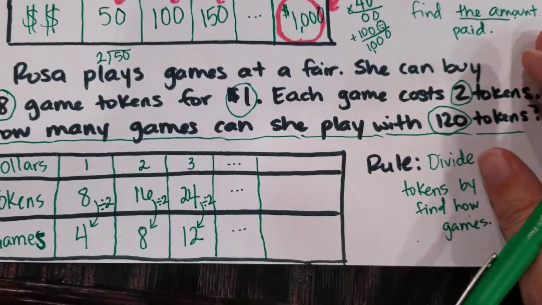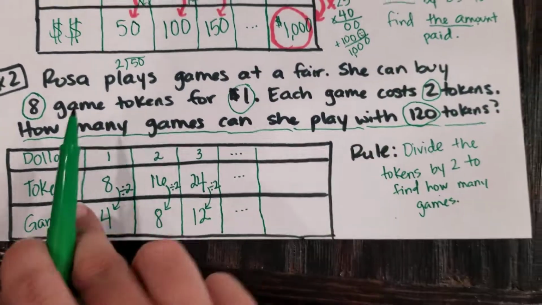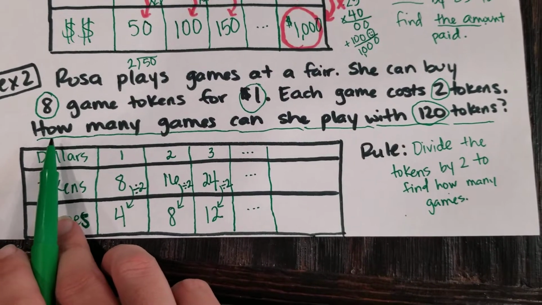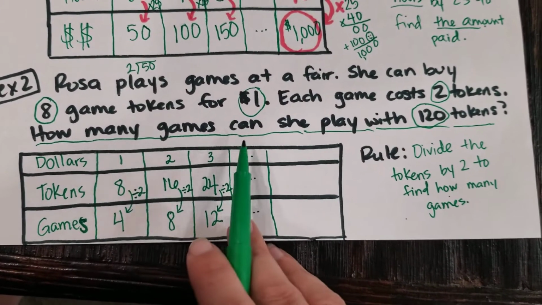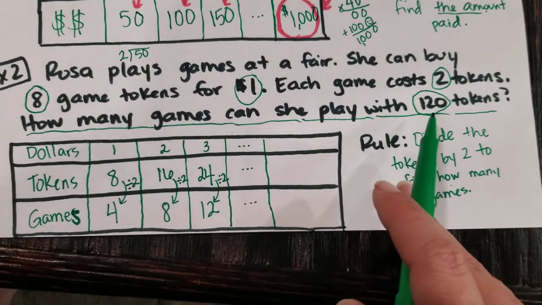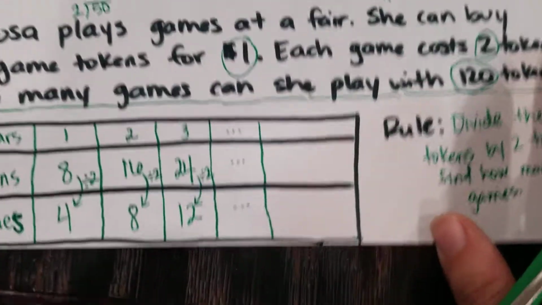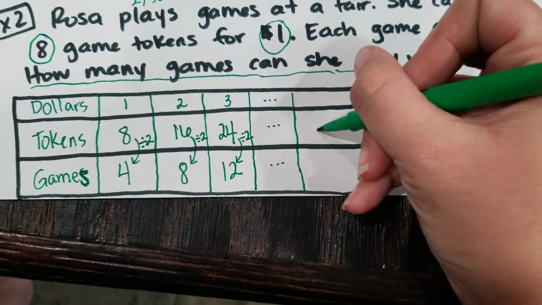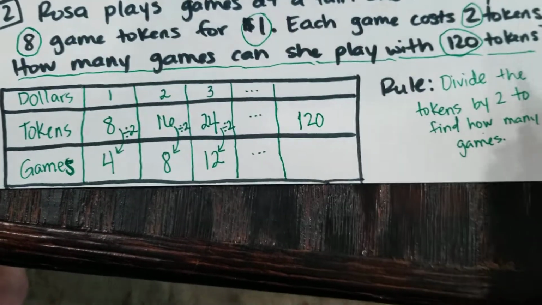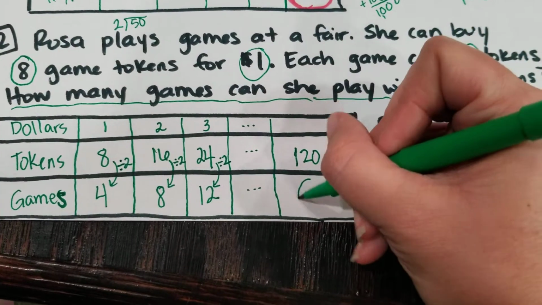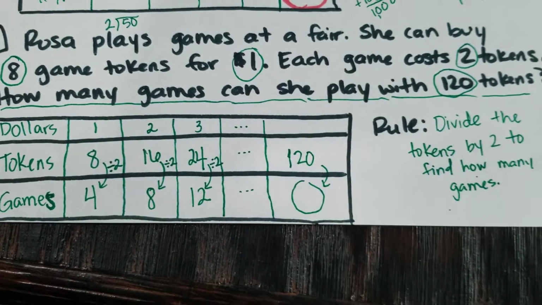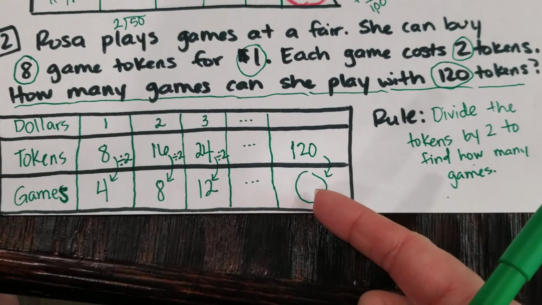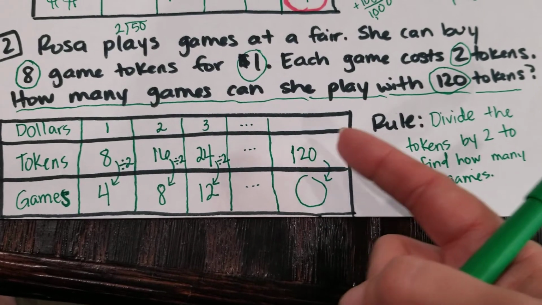All right. And now that we have our rule, we should be able to answer our question. Let's go back to the question. How many games can she play with 120 tokens? So that means we can put it back in our table. So on the token line, if she has 120, we need to find this number. We need to find that. How many games, question mark, with 120 tokens?